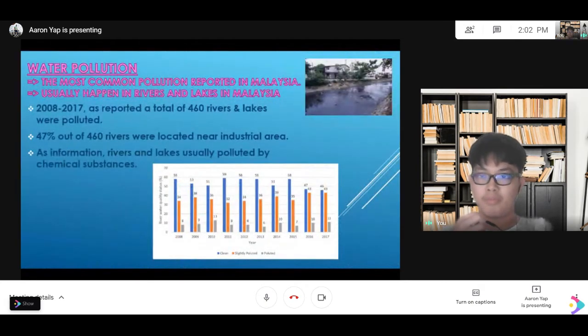As your information, the most common pollution reported in Malaysia is water pollution. Water pollution usually happens in rivers and lakes in Malaysia. From the research that I have done, from 2008 to 2017, a total of 460 rivers and lakes were polluted during these 7 years.